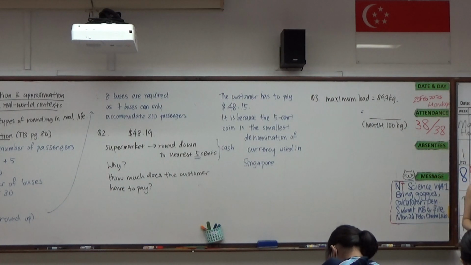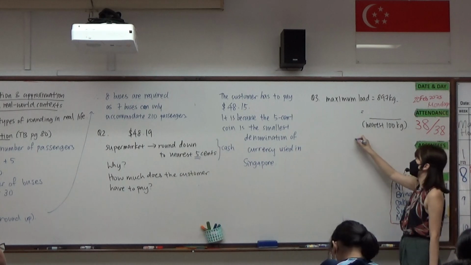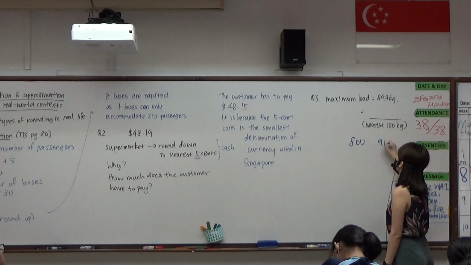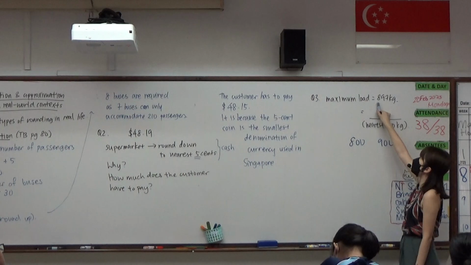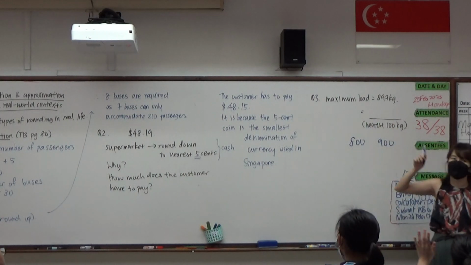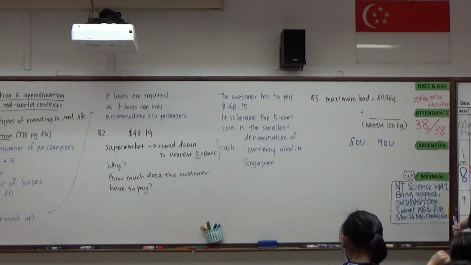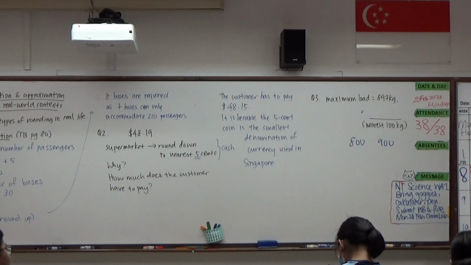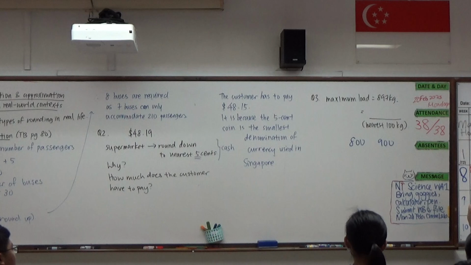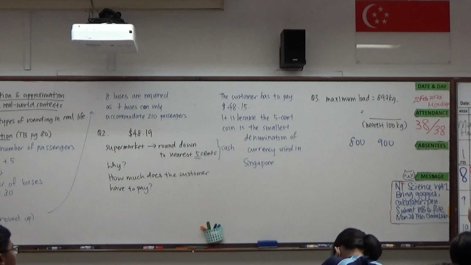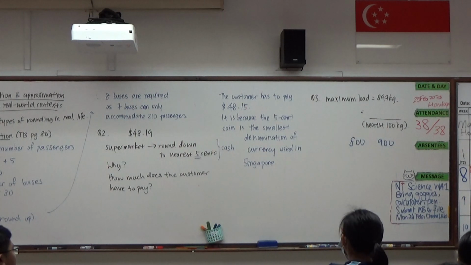Yes, Xavier. Xavier says 800. But I say 900 because my teacher said that for nearest 100 kg, 9 will cause 8 to round up, then become 900. So who's correct, who's wrong? Am I correct or wrong? I'm wrong. So my teacher taught me wrongly. So let's see, this is another case. What case is this?